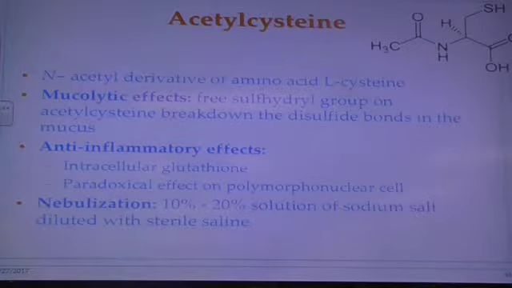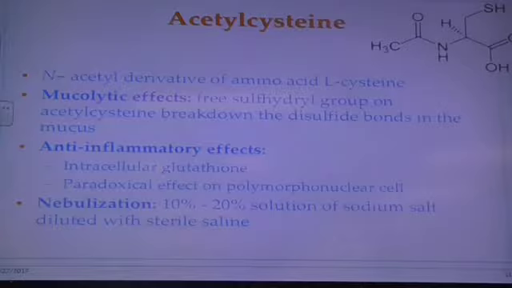N-acetylcysteine, the one I mentioned earlier, is a derivative of the amino acid L-cysteine. It has a mucolytic effect because it breaks down the sulfide bond. It also has an anti-inflammatory effect. N-acetylcysteine is a precursor of glutathione.